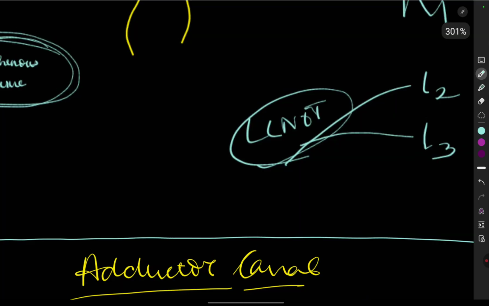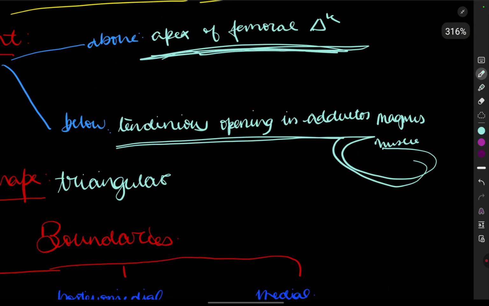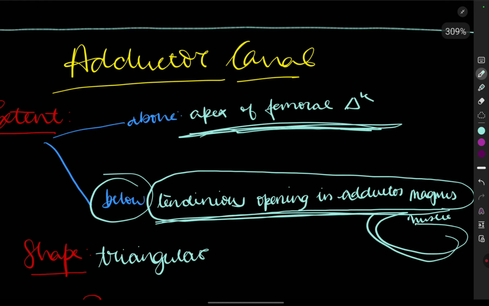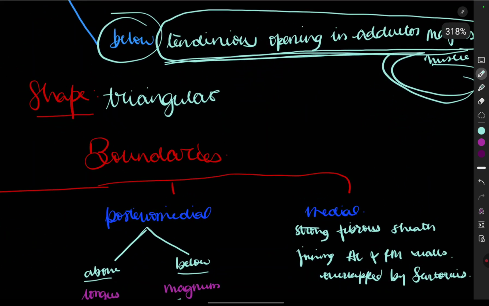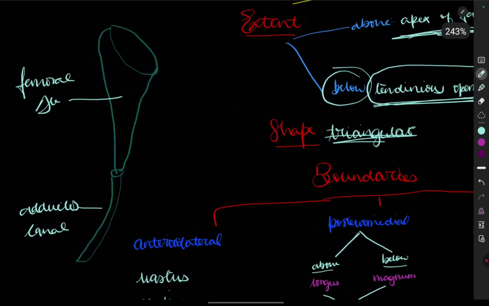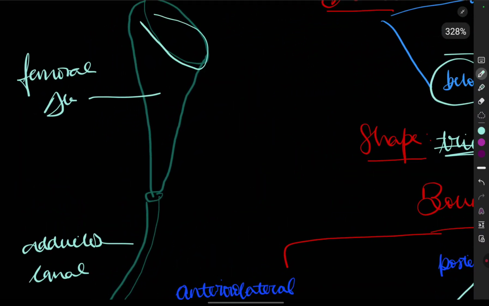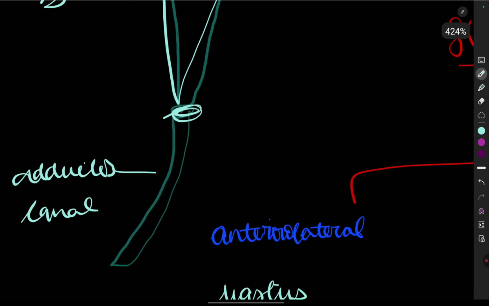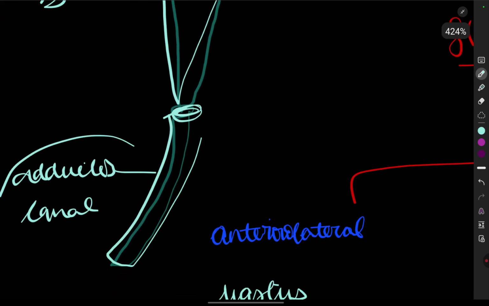We saw that the femoral artery also has this course. When we were studying the course of the femoral artery, we had seen that it goes through the tendinous opening in the adductor magnus muscle, and so does this adductor canal. The shape of this is triangular. See, this is the femoral triangle that we had seen. It continues from the apex of the femoral triangle and forms the adductor canal.